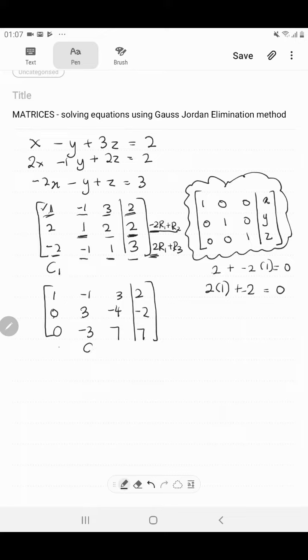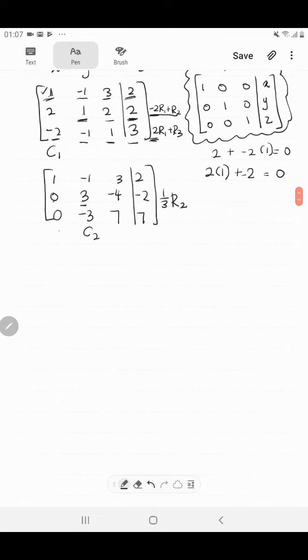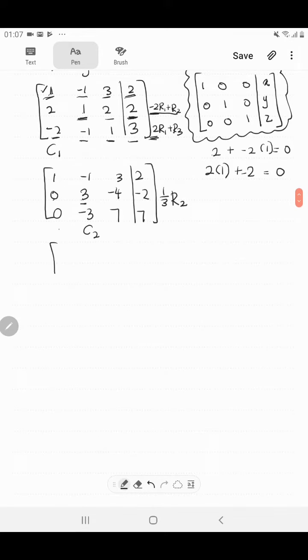Now we move on to column 2. And again, we always start with the diagonal element, which is 3. What would it take to make 3 a 1? It will be to multiply it with 1 over 3. So this is what we're going to do to row 2. No change in row 1 and no change in row 3.